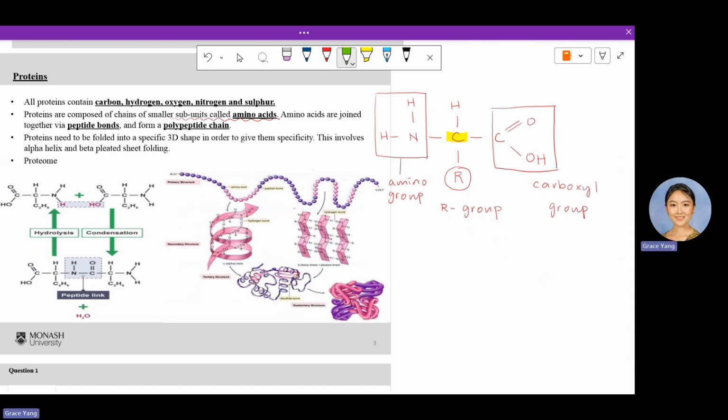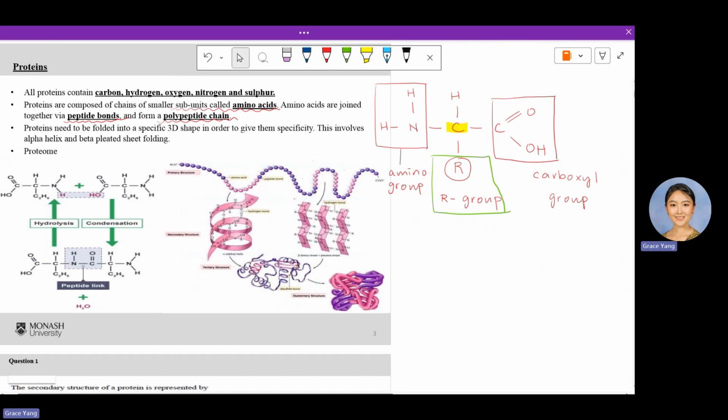Okay, so the only variable part will be the R group. All the other groups remain the same amongst different amino acids. Now we know that protein is a complex molecule, so it consists of many smaller subunits of amino acids. They link together via a very special type of bond called a peptide bond. And when they are linked together, we call this chain of amino acids a polypeptide chain.